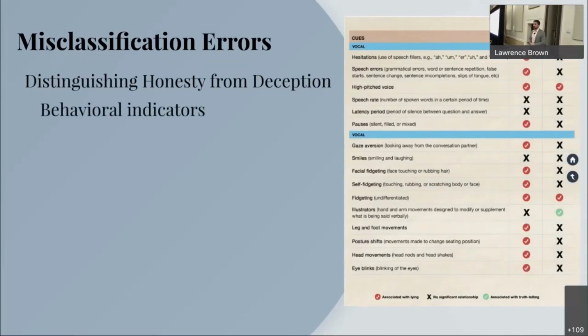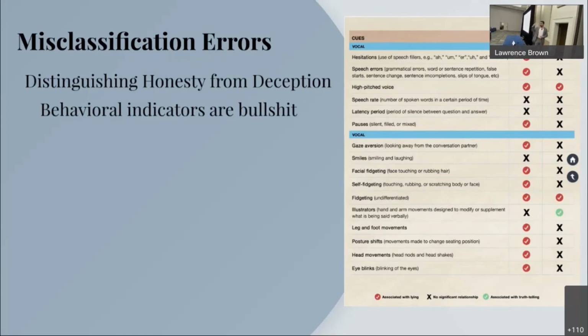I regret to inform you that behavioral indicators are bullshit when it comes to detecting deception. They are all but useless. In fact, in reputable psychological journals, there was a fascinating study, which I will get to in just a second. This is a chart from that study that identified or coded a bunch of different behavioral indicators.